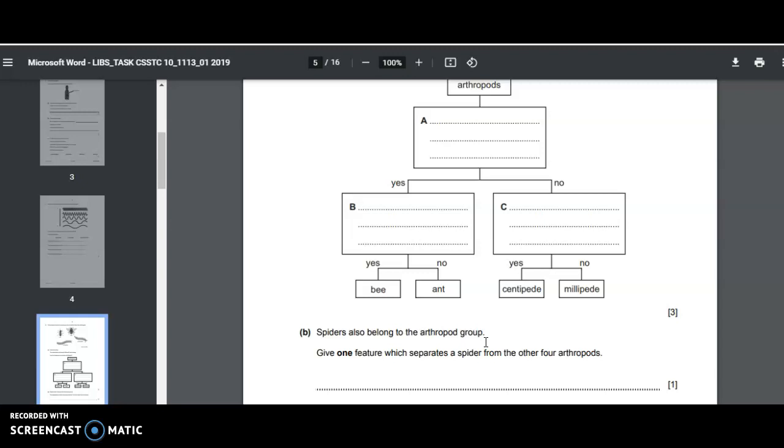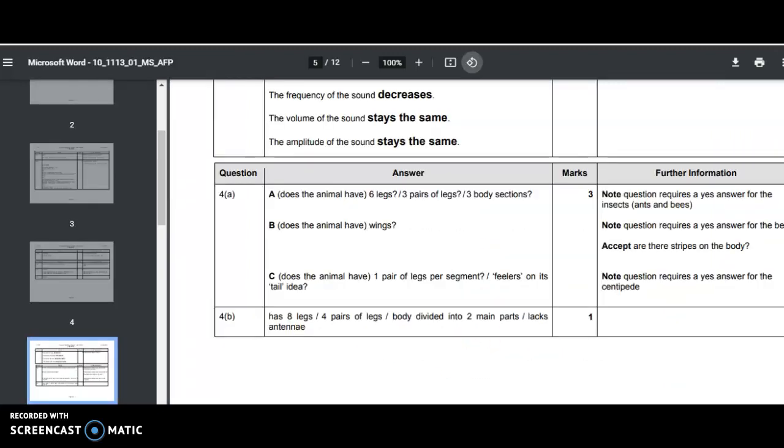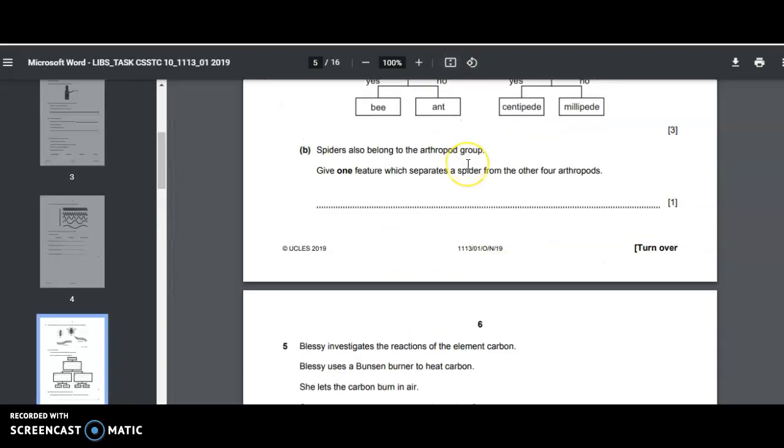Now, I'll give one feature that separates a spider from the four other arthropods, which are the four on your screen: bee, ant, centipede, millipede. And thinking back to what you know, they have more legs, and they have two body parts instead of three body sections. The next question.